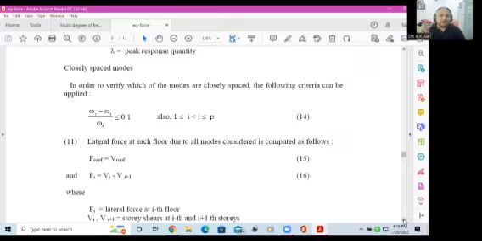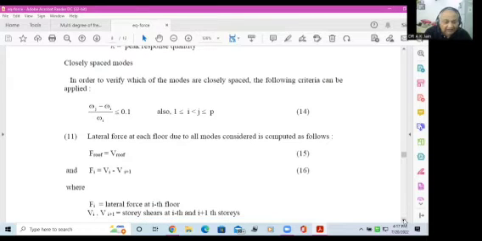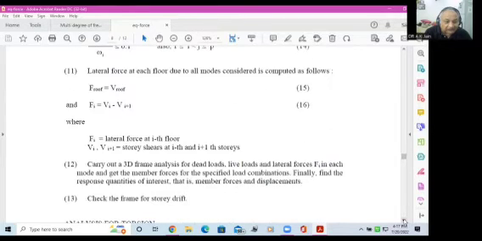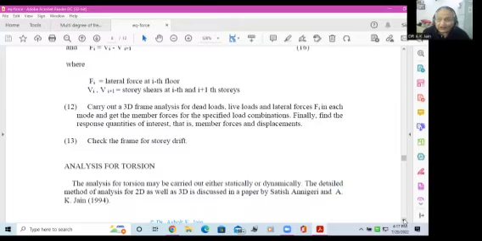That means any two consecutive modes, third mode, fourth mode, second mode, third mode, first mode or second mode, not first mode and fourth mode. No, we're talking about two consecutive modes. So whether they are consecutive modes, whether they are closely spaced or not, that is decided by this equation number 14. Okay, and then we can calculate the earthquake force, lateral force on each floor, or the story shears on each floor.